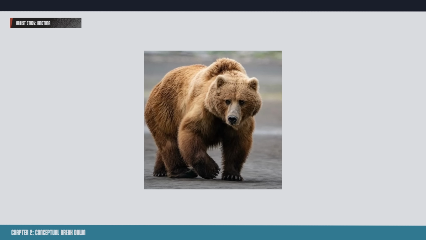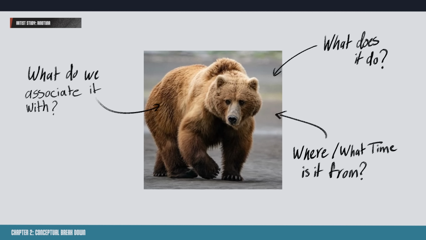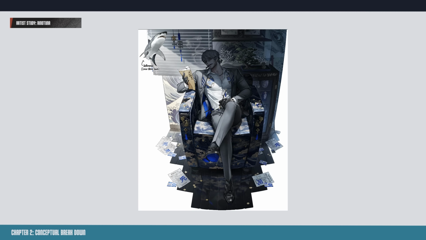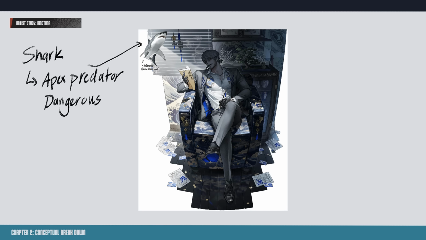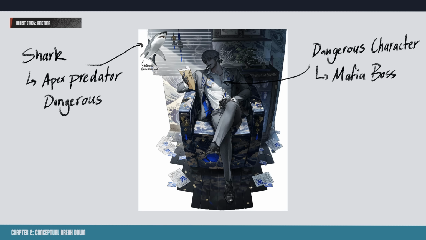After the visual analysis, we can move on to the conceptual analysis. This is a more abstract analysis of the subject, and is mainly about what the function of the subject is or what we associate it with, even if the connection isn't obvious. I think this is a really good example, where he's designing a character from a shark, which is an apex predator, so in human terms he needs to make the character imposing and dangerous. So he makes him some kind of mafia boss.